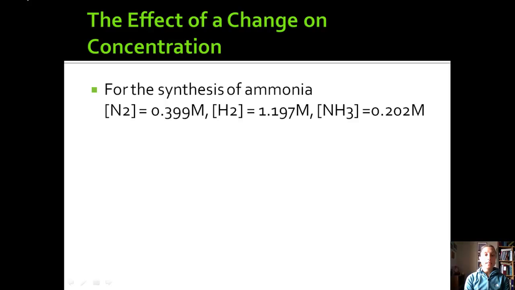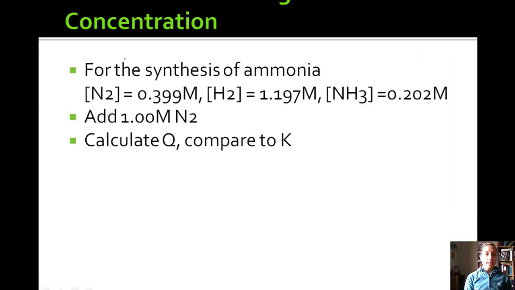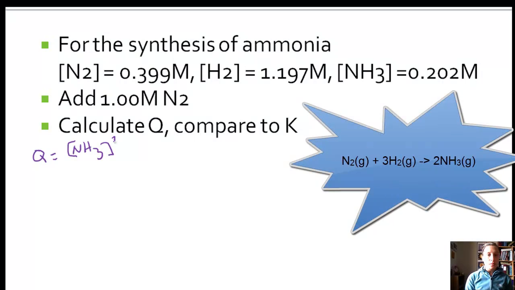So we've got these equilibrium concentrations. Let's say that we change the concentration of the N2. So we're looking at adding N2 to this process. If we want to determine the direction that the equilibrium is going to shift, we need to calculate Q and then compare that to K. So our Q value is going to equal the concentration of NH3. And if you remember this equation from previous, it's 2NH3, so that's getting squared.